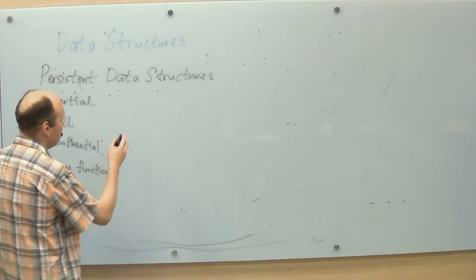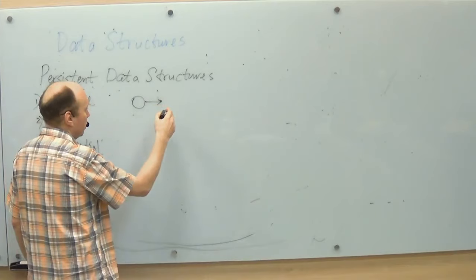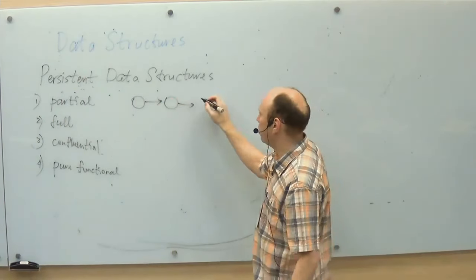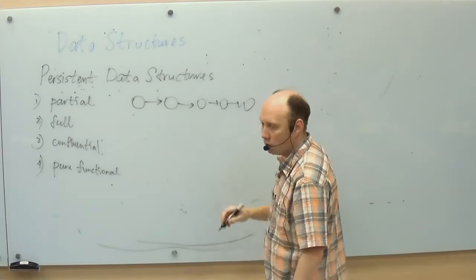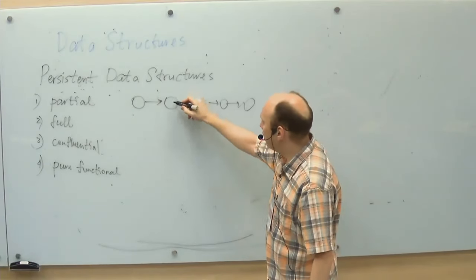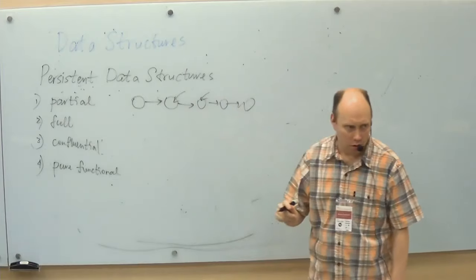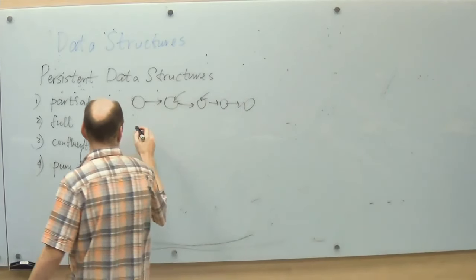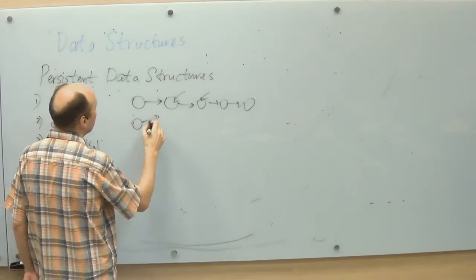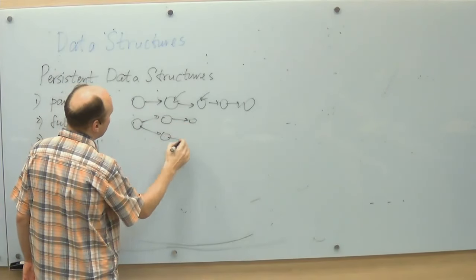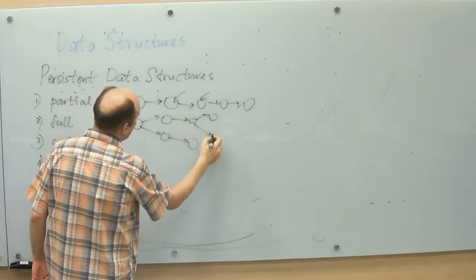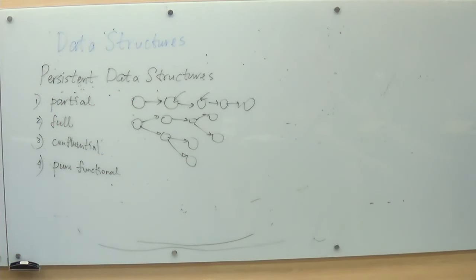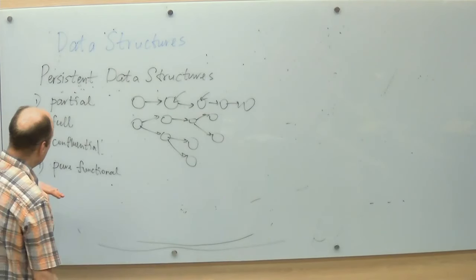So in a partially persistent data structure, you start with some revision, you go on, and you can read previous revisions, but you cannot fork from them. In a fully persistent data structure, you start with something, can go and see, and also create new revisions of your previous revisions.